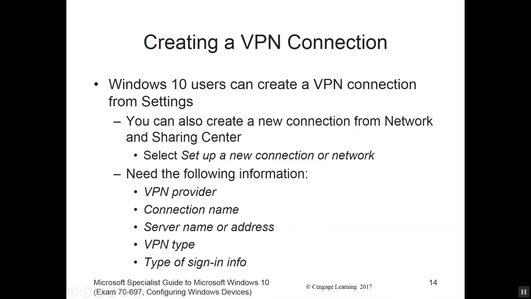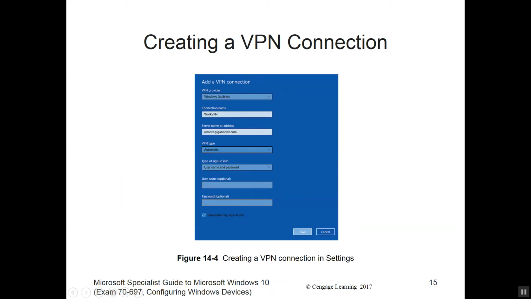When it comes to Win 10, users can create a VPN connection from settings. You can also create a new connection from Network and Sharing Center. Set up a new connection or network. You need the following information to be able to set up a connection: the VPN provider, connection name, the server name or its address, the VPN type, and the type of sign-in info that's going to be used. So here's the interface that we've got to go complete. All that information I just talked about, it's all right here.